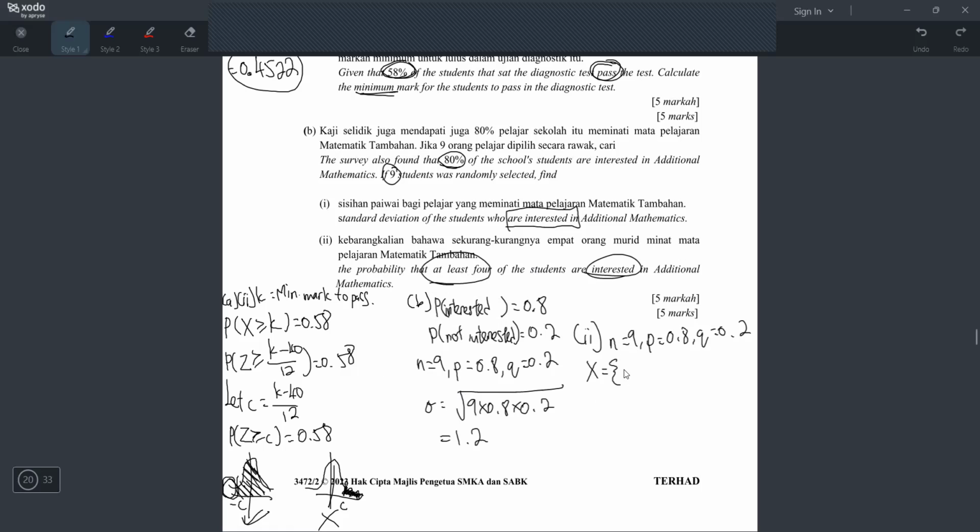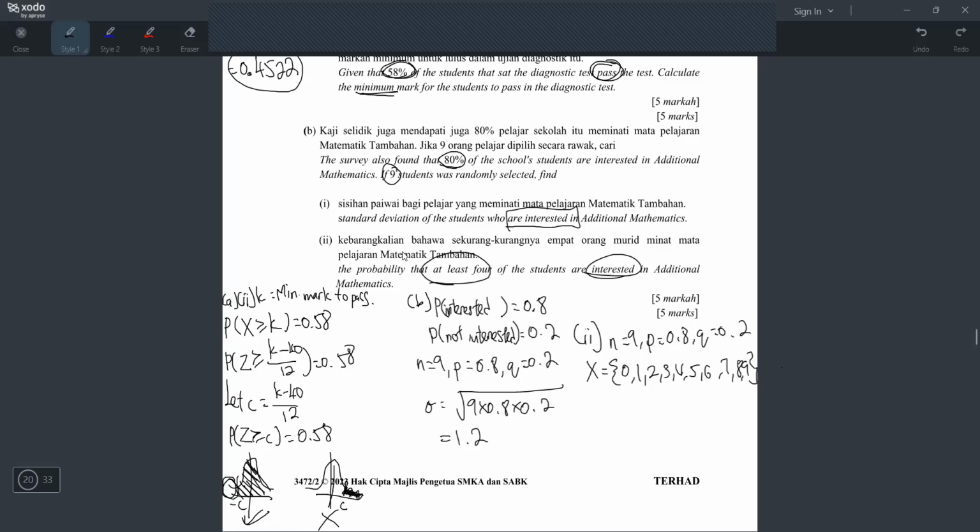Out of 9 students, maybe 0 success, it means 0 interested. Interested means success. Or maybe 1, 2, 3, 4, 5, 6, 7, 8, 9. It means out of 9, maybe 0 success, or out of 9 students, only one is interested, only one success. Or maybe 9. 9 means what? All 9 of the students are successes. It means all 9 of them are interested. These are all the possibilities.